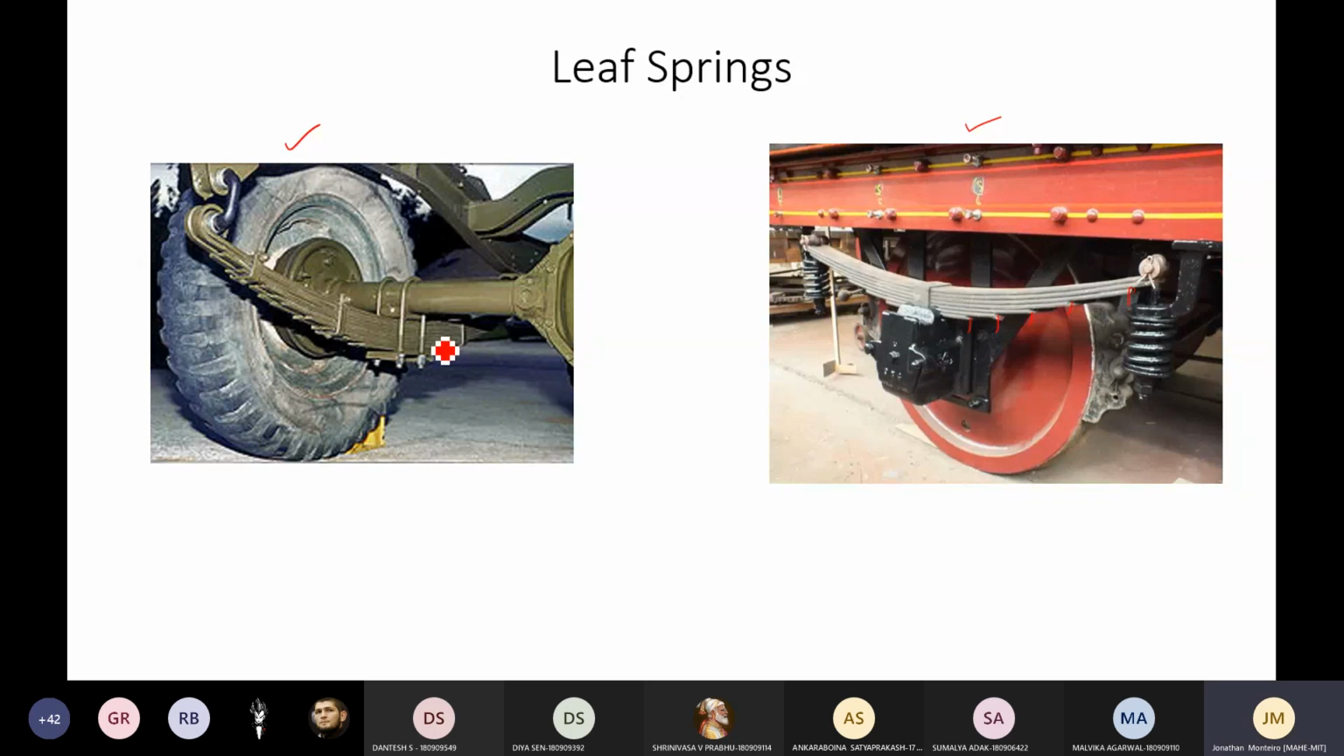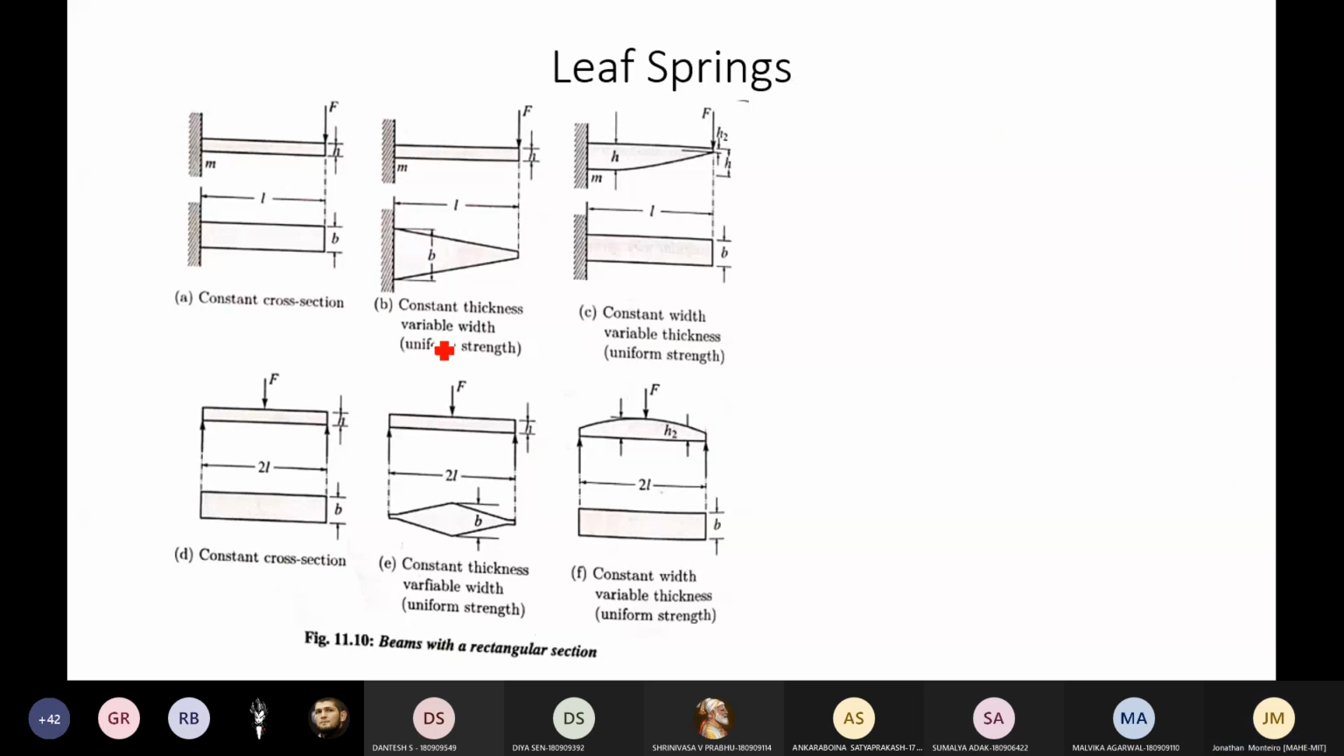So let us go to the history of leaf springs. I mean, not history in terms of who invented it and such. We will go to how the leaf spring concept is understood. I have taken this picture from your own data handbook. If you open figure 11.10, beams with a rectangular section are being discussed. Figure 11.10 is in chapter 11 itself, on springs. There you can just understand this figure.